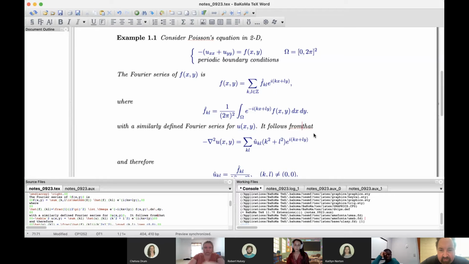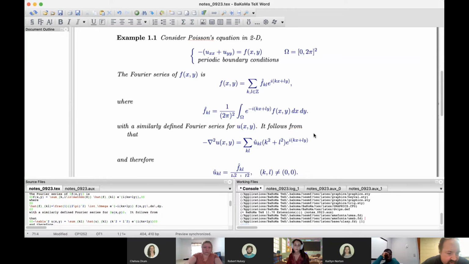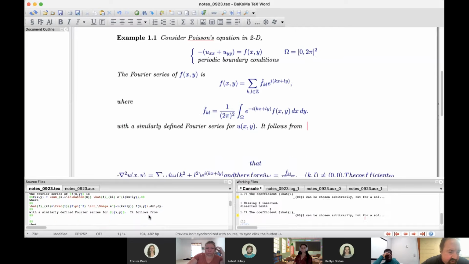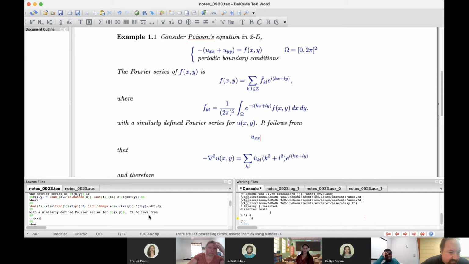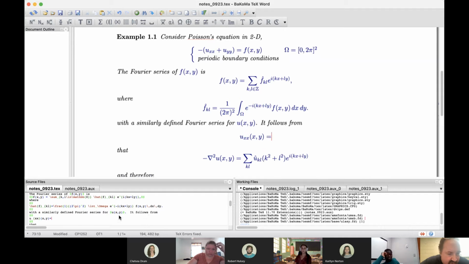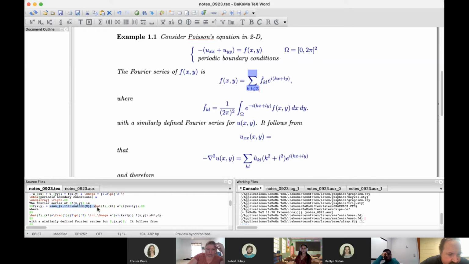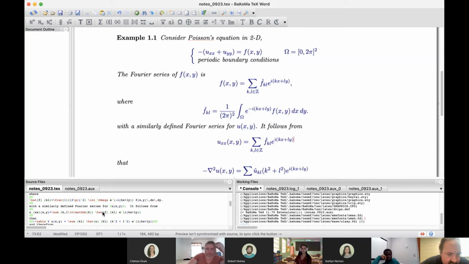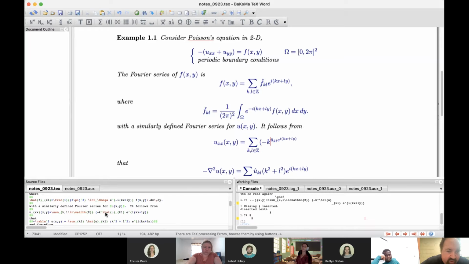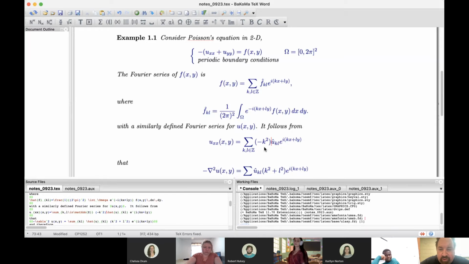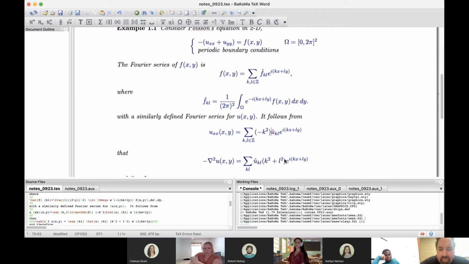Actually, I'm going to fill in a little of what I just said here. The second derivative with respect to x, I'll just describe a Fourier series there. In this case, I'm multiplying by minus k squared, and then similar for u_yy. So that's what leads to this.